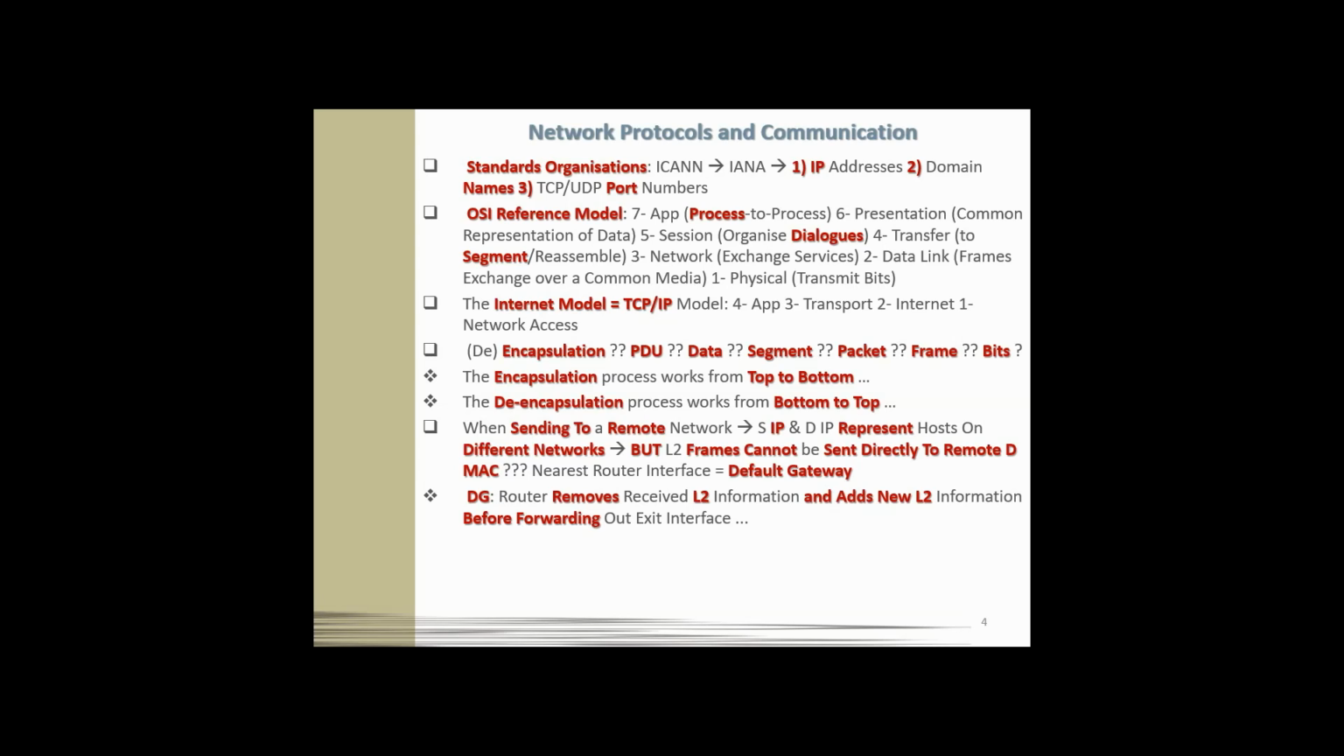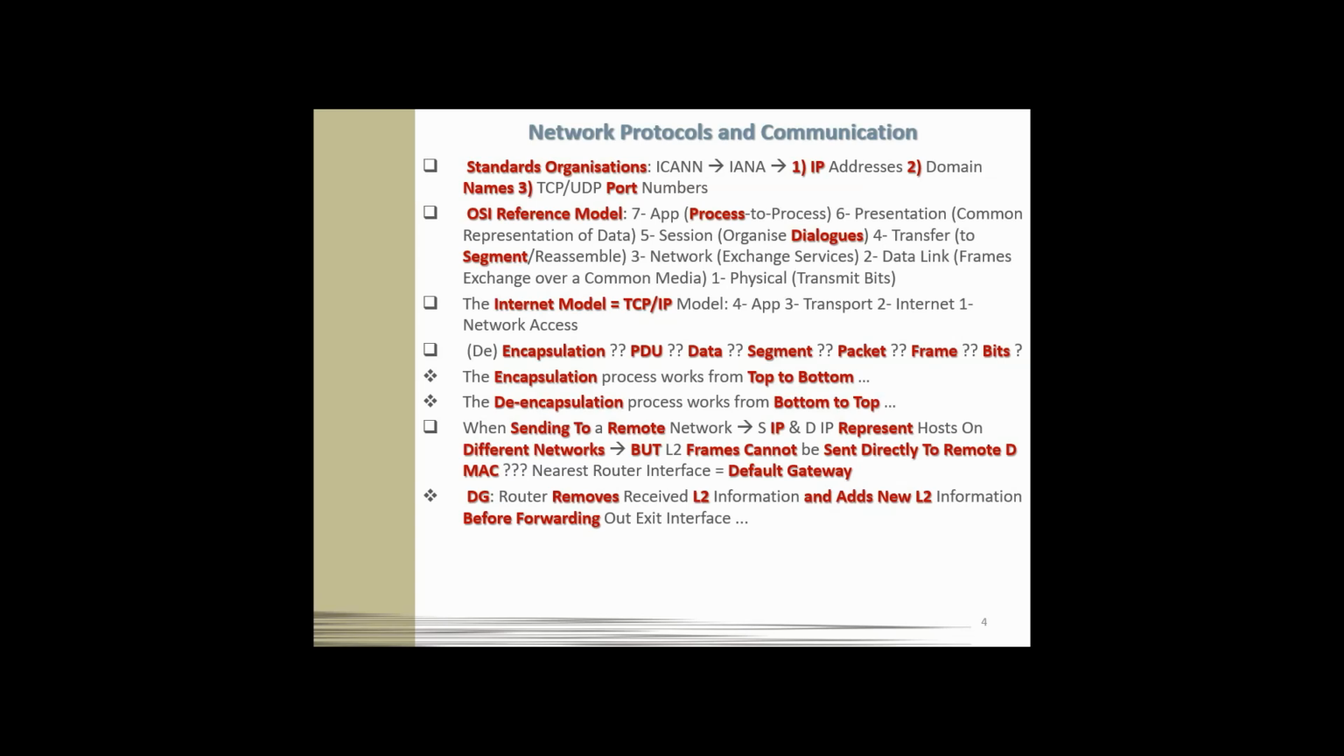De-encapsulation is the opposite. It is the process when you get data from the media on the receiving side, and then the receiving device starts removing one or more of the protocol headers as you pass up data or information from lower layers to higher layers.